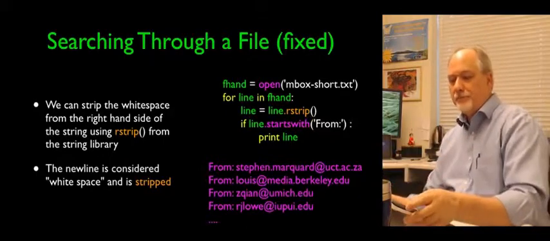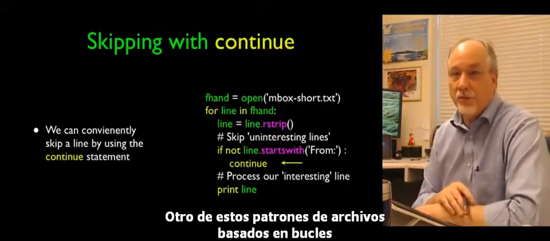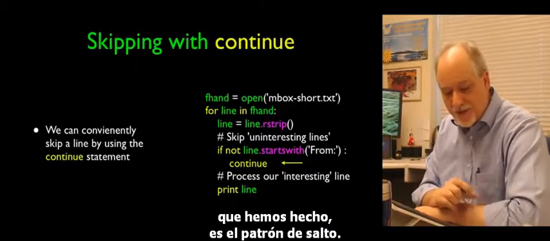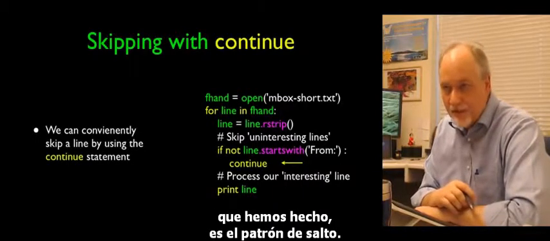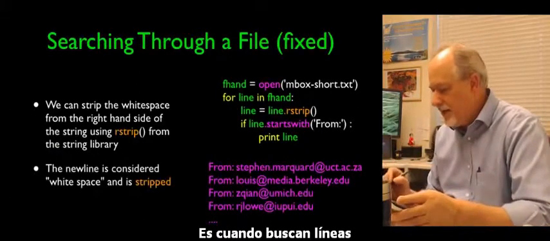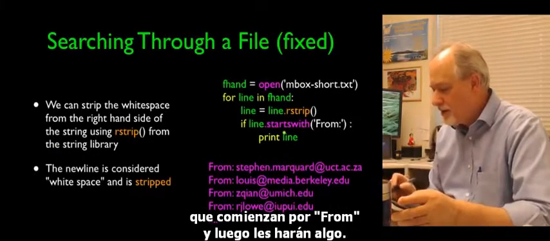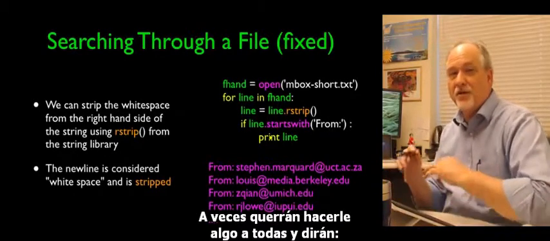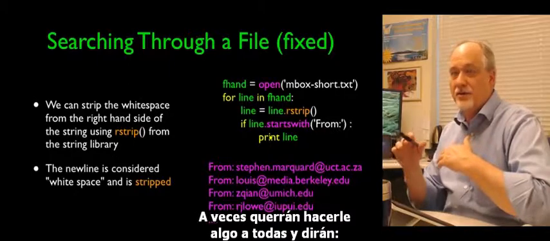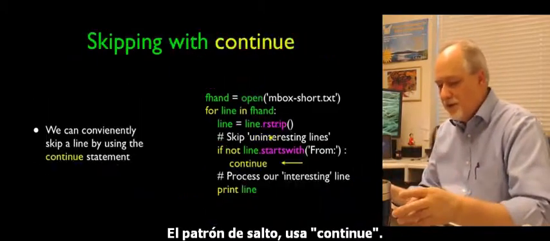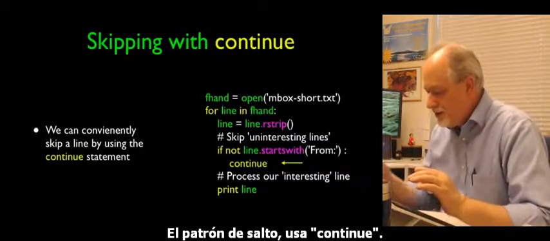Okay? So another general pattern of these file-based loops that we have done is a skipping pattern. The non-skipping pattern is where you're saying I'm going to look for lines that start with From and do something to them. Sometimes you want to say here's a bunch of lines I'm going to skip and then I'm going to do something. So the skipping pattern uses continue.